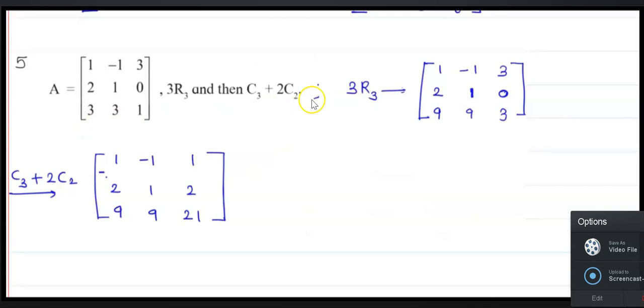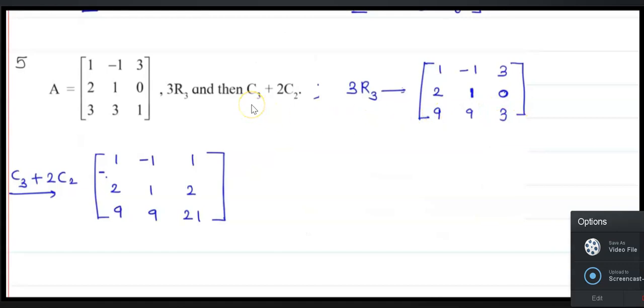Now see this here: 1 minus 1 3, these are the first row, it remains unchanged. The second row also remains unchanged. Write it down: 2 1 0. And multiply the third row by 3. Now 3 into 3 is 9, 3 into 3 is 9, 1 into 3 is 3. This is our first operation.